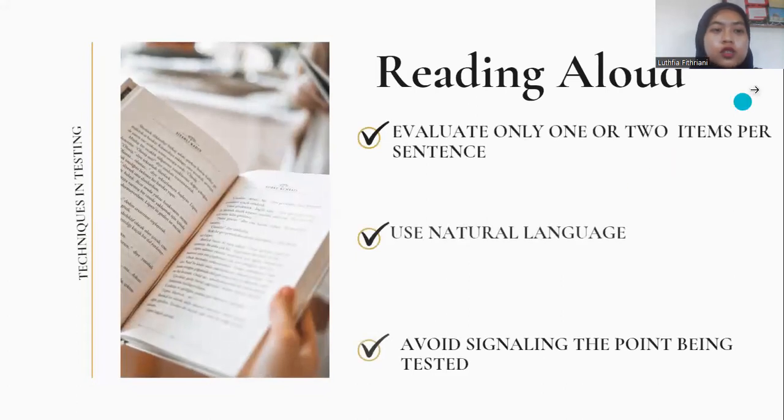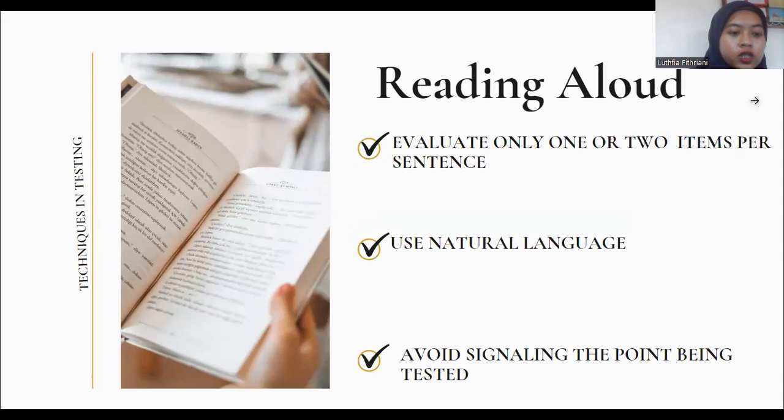Now we will move to the third type of pronunciation test, that is reading aloud. So one of the most common ways of checking pronunciation is to have students read something aloud. There are 3 points the teacher needs to consider in preparing the reading aloud item. The first is evaluate only 1 or 2 items per sentence. Students' progress in mastering specific sound, stress, and intonation can be tested more reliably if only 1 or 2 features are looked at per sentence.